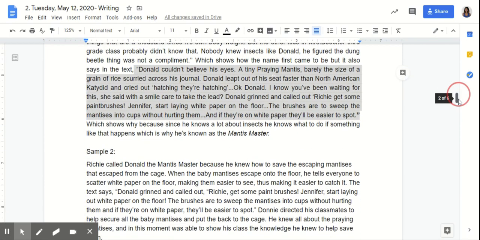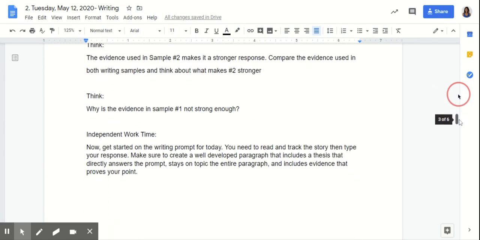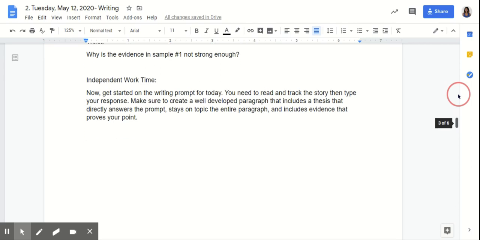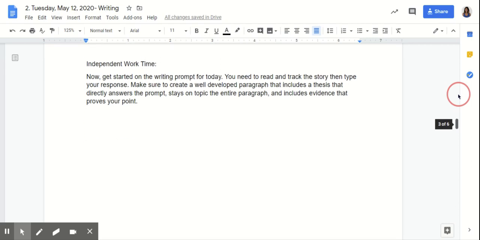Now, today, of course, you guys are going to get into your writing prompt for Google Classroom. You need to read and track the story, then type your response. Make sure to create a well developed paragraph that includes a thesis that directly answers the prompt, stays on topic the entire paragraph, and includes evidence that proves your point. So, realize we've been working on staying on topic. So that evidence needs to be connecting to everything that you're trying to prove within that, which is also making sure that you are staying on the exact topic that the prompt is asking you to do.